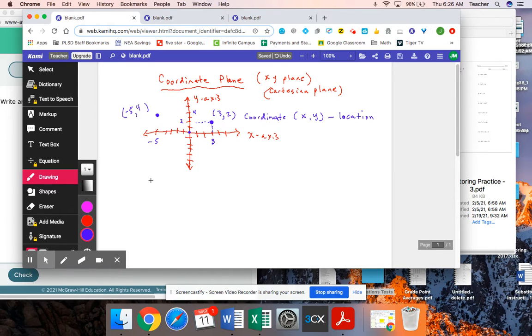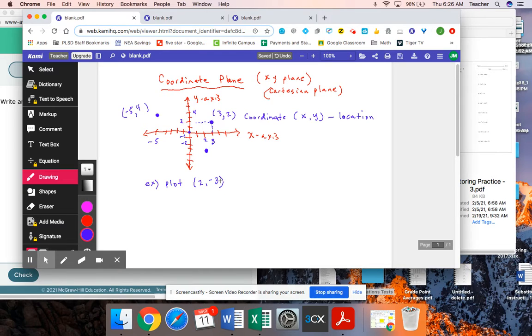I could ask you to name it. I could ask you to plot it. So for example, I could ask you to plot, I don't know, 2, -3. So I would go on the x-axis and go over to 2. There's a 2. And go down 3 because negative on the y-axis is down. If this is 1, 2, this is -1, -2, on and on and on. So this is 2, -3 right here. Right now I can put a point there.